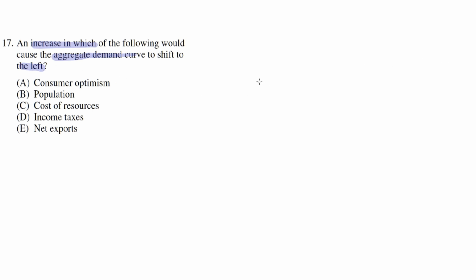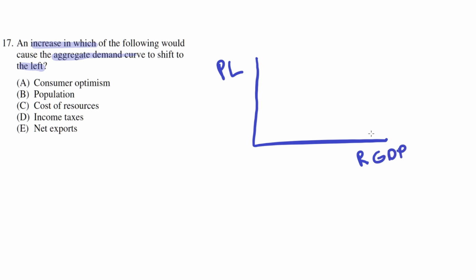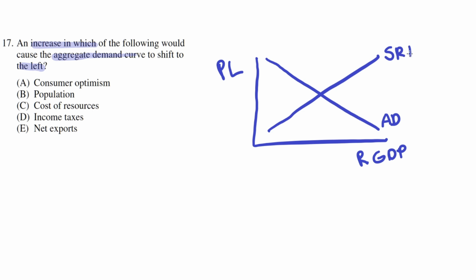So to answer this question, let's first draw out the aggregate demand and short-run aggregate supply curves. For this graph, the y-axis represents the price level, and the x-axis represents the real GDP. And for the curves, the downward sloping curve represents the aggregate demand, and the upward sloping curve represents the short-run aggregate supply.